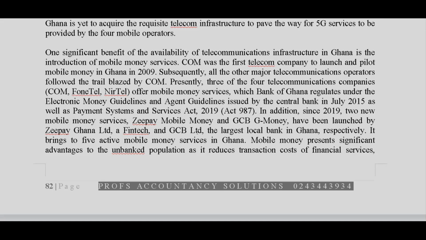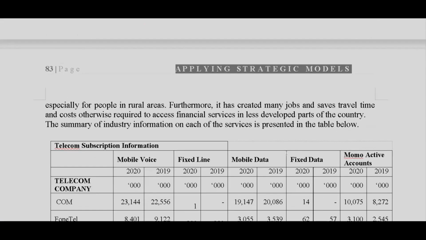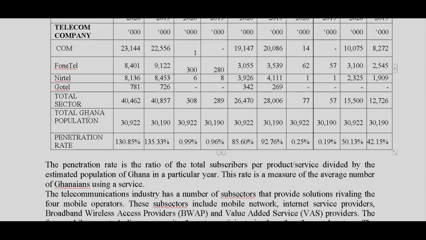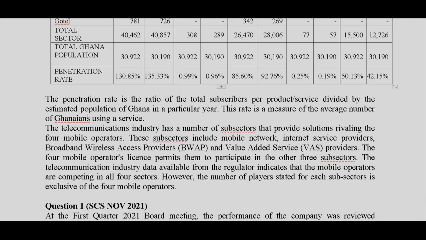So he said, it brings to 5 active mobile money services in Ghana. Mobile money represents significant advantages to unbanked populations as it reduces transaction costs of financial services, especially for people in rural areas. Furthermore, it has created many jobs and saves travel time and costs, otherwise required to access financial services in less developed parts of the country. The summarized industry information is given below. So they've given some information here.